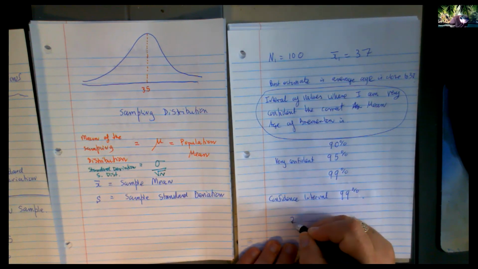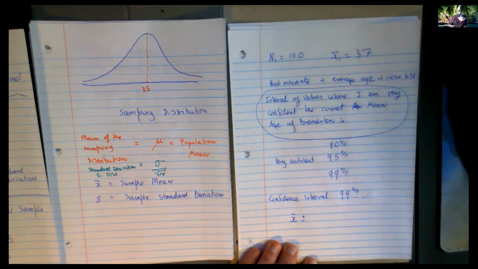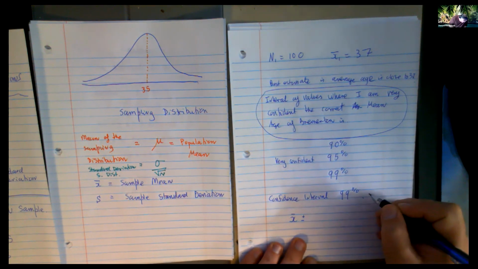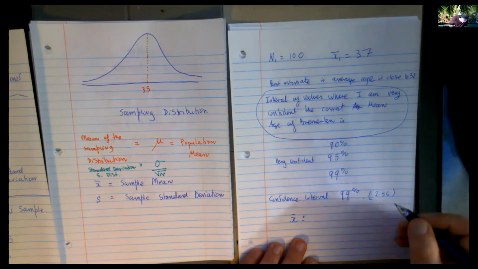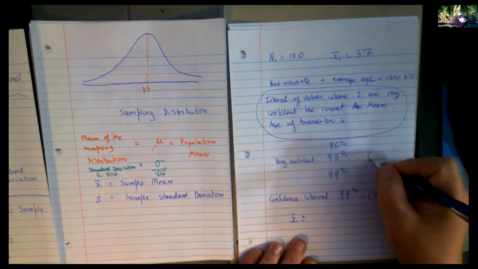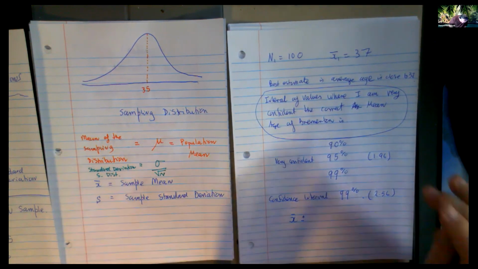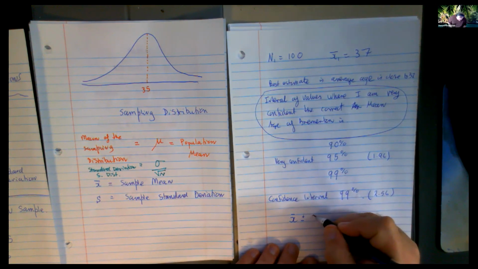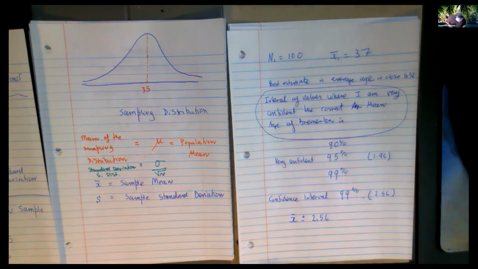It's X bar plus or minus the magic number. For 99% it is 2.56. This one is 1.96 right now. Well, anyway, we'll come back to these magic numbers. Can you just trust me? It's 2.56. I think it's 2.558, but 2.56 will do.